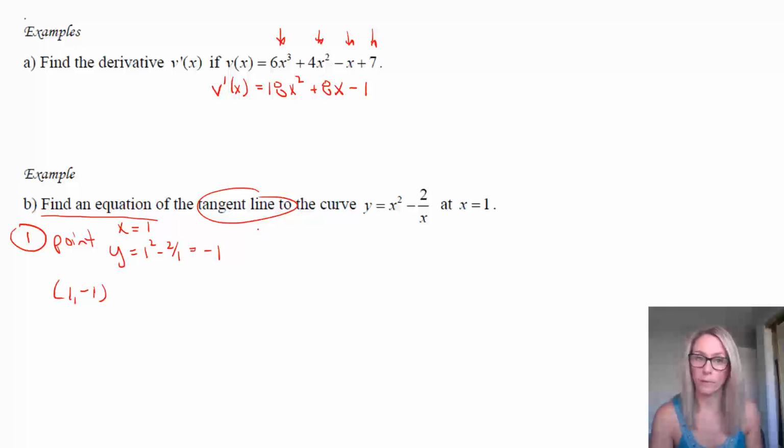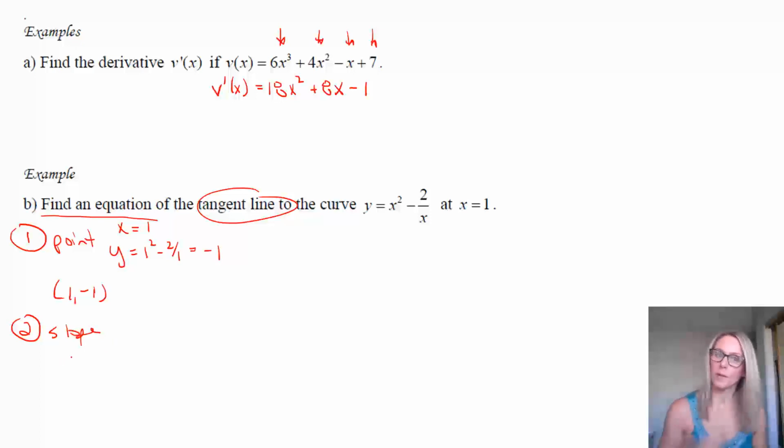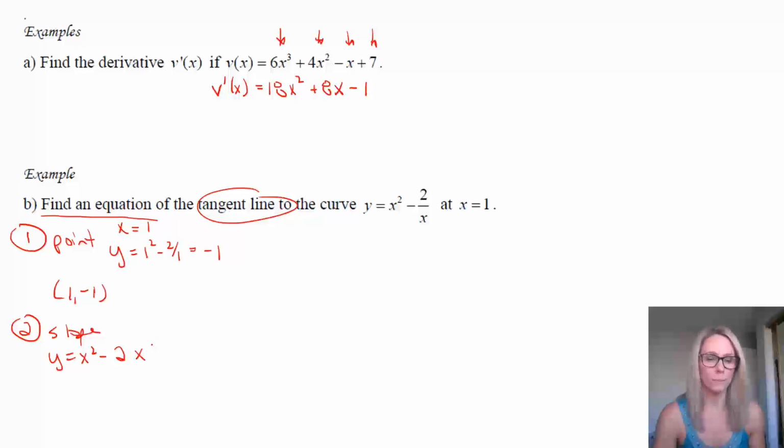So before we can actually find the equation of a line, we need our slope. So maybe I'll head down here and I'll put slope. And so what we have learned is that what we need to do is find the derivative. So I'm going to write y equals x squared. One thing that is helpful is rewriting things when you have variables in the denominator. So don't forget that this is the same as saying 2 times x to the -1.